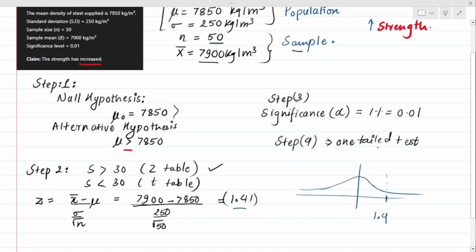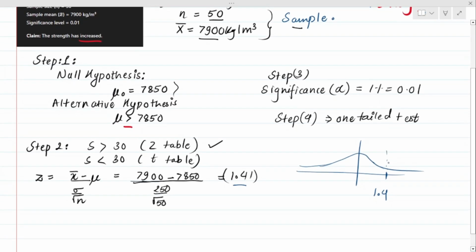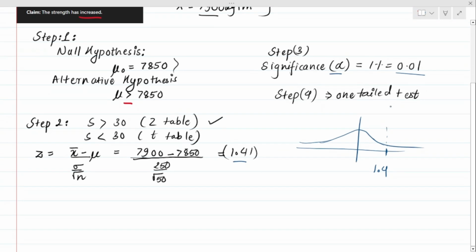Now you need to check what value of z you obtain from the significance level. When you have alpha as the significance level equal to 0.01, that is the alpha that you obtained. Since this is a right tail test, the alpha that you obtained is 0.01.